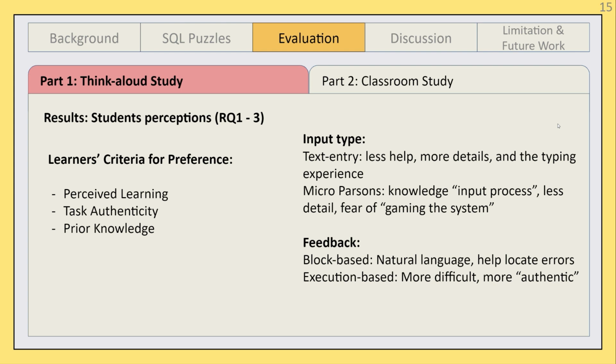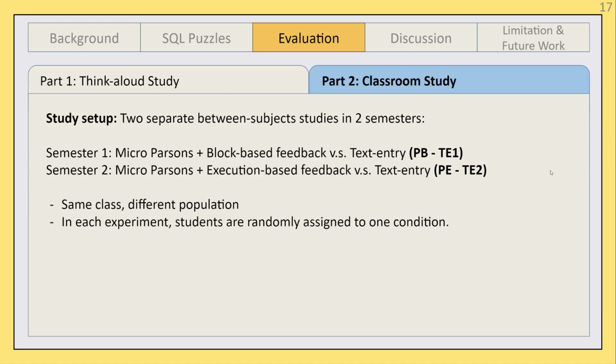In terms of feedback, students recognize that block-based feedback uses natural language as a prompt and helps them locate errors. For execution-based feedback, they think it is more difficult and also more authentic. It is important to note that while learners recognize common features for the input type and feedback, they have very different preferences because of their variation in prior knowledge or values in terms of task authenticity and perceived learning.